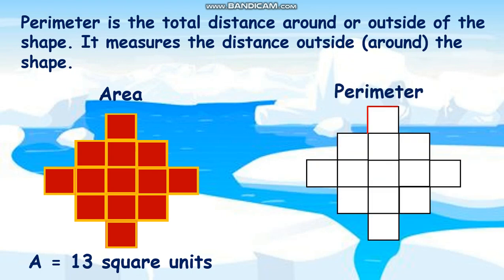Counting the spaces outside the shape, you'll find that the distance around it is 20. This means the perimeter is 20 units.